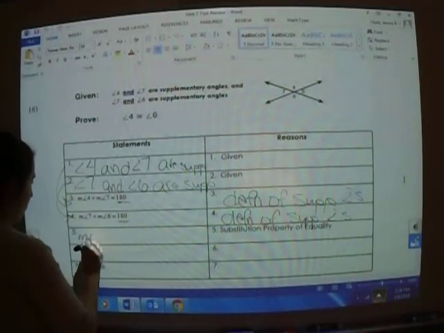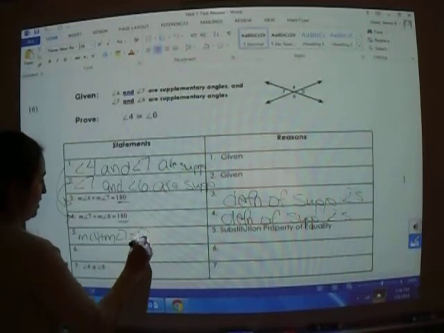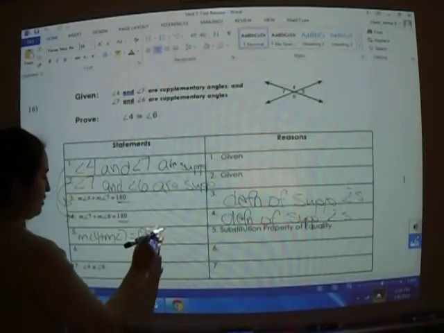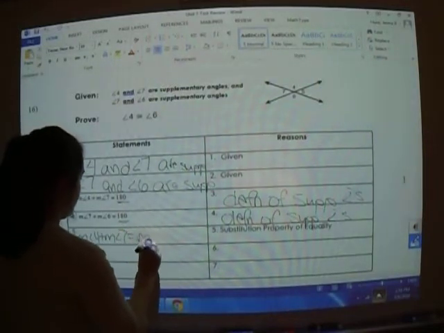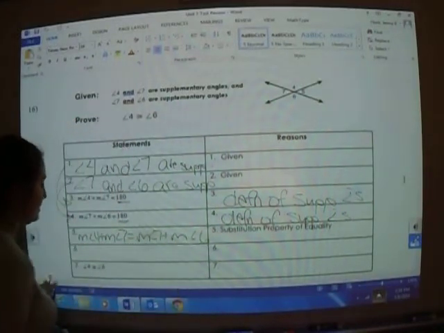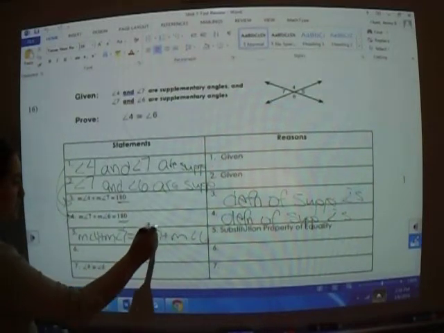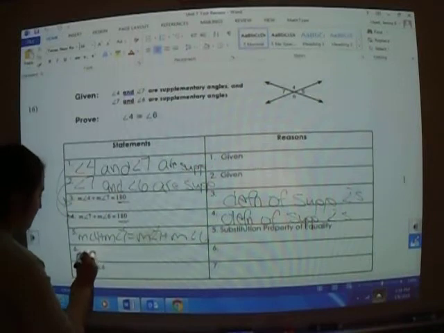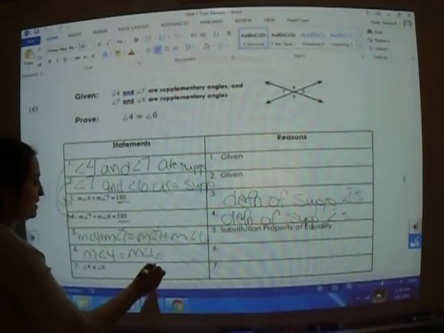So we have measure of angle 4 plus the measure of angle 7 equals 180. Or, sorry, not equals 180. My bad. Equals the measure of angle 7 plus the measure of angle 6. It was equal to 180, but that's not the answer for that. Alright, so now we can just get rid of the measure of angle 7, right? Because it's on both sides. So we just have measure of angle 4 equals the measure of angle 6.